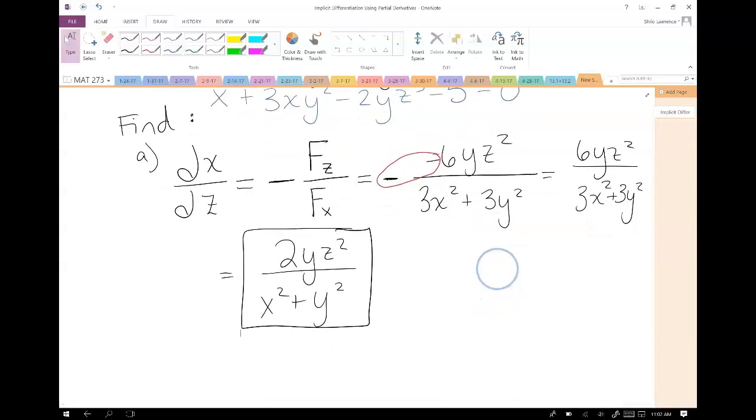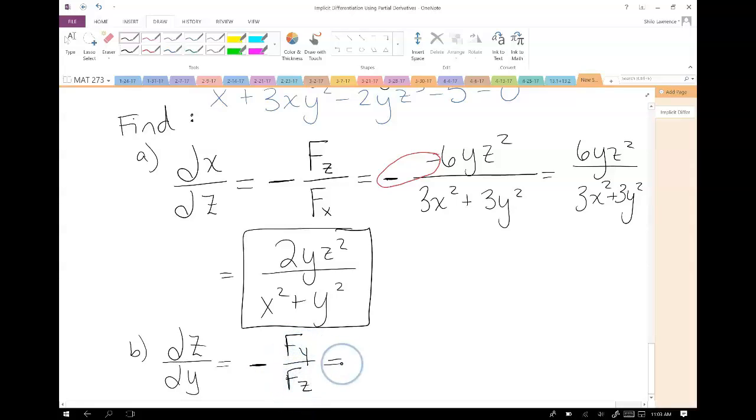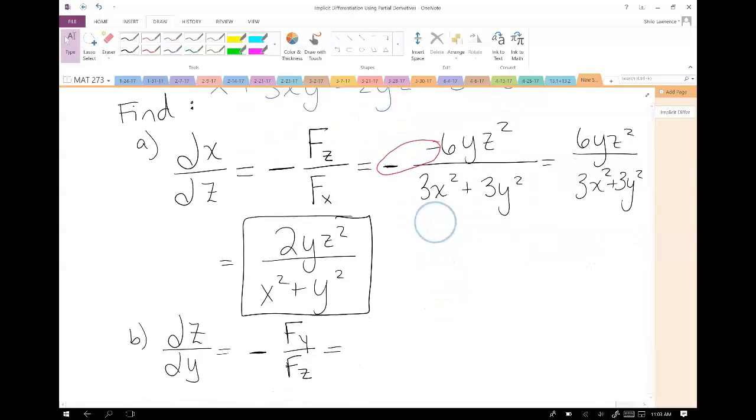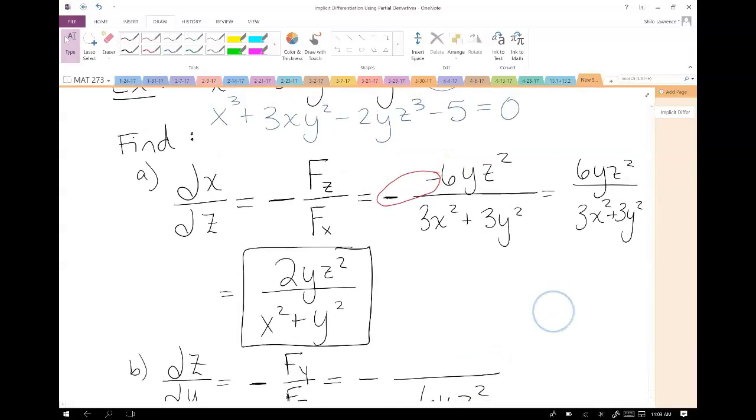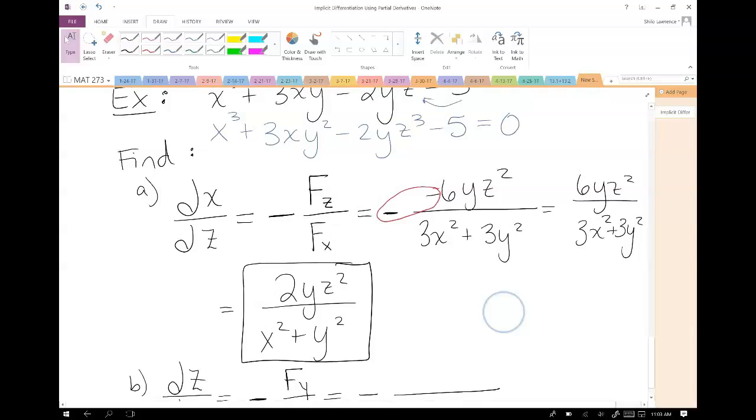So let's try one more. Let's do the partial of z with respect to y. So what we're actually going to do is the negative f sub y over f sub z. We're going to do this on the same exact function, and we've already calculated f sub z. We said that that was negative 6yz squared. So our numerator, we just need the partial with respect to y.